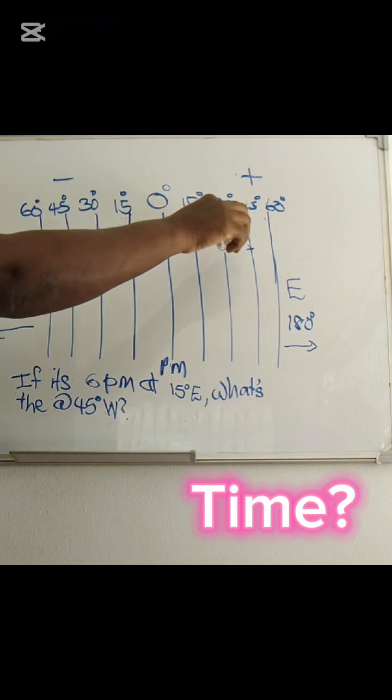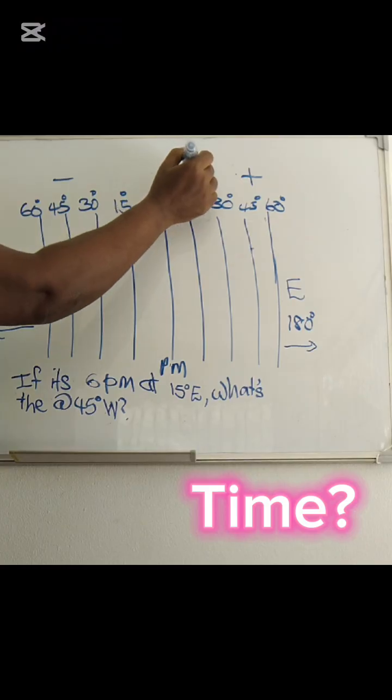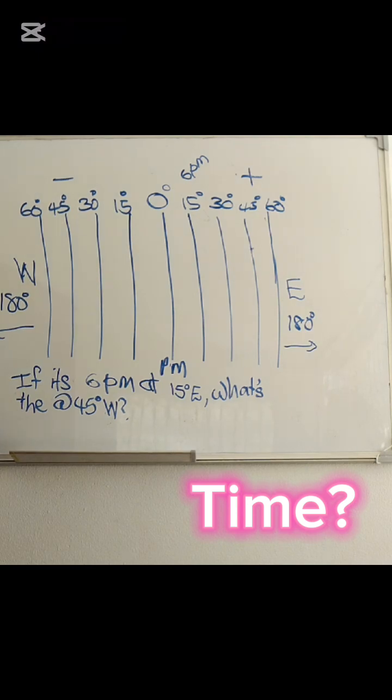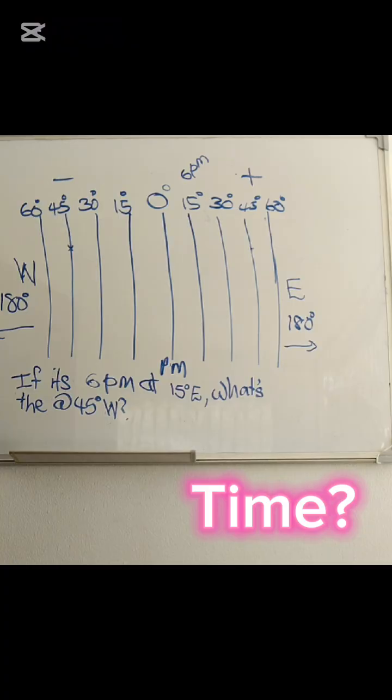Got the answer yet? All right. So 6 p.m. at 15 degrees east. So we are putting 6 p.m. there. And we're going where? We're going west. That means we're subtracting. And it's 45 degrees. So right here. Now we can count up how many degrees that would be.